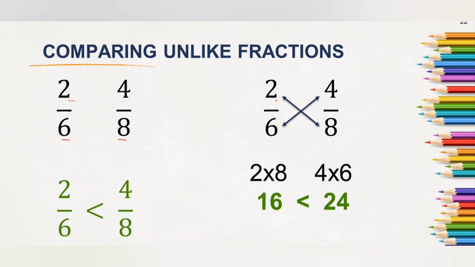You will multiply 2 with 8 and 4 with 6. What is 2 8s? 2 8s is 16 and 4 6s is 24. So we know 24 is greater than 16. So here we can say 2 by 6 is lesser than 4 by 8 and 4 by 8 is greater than 2 by 6.